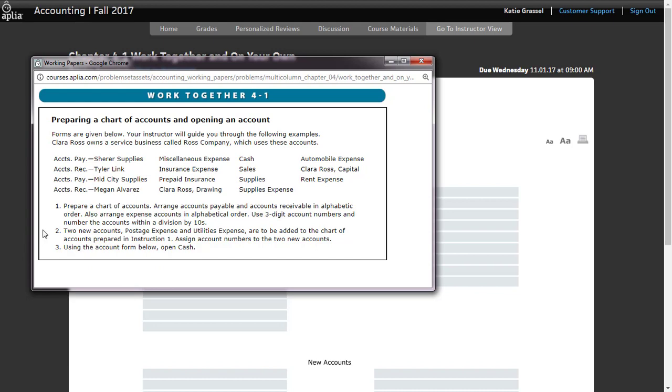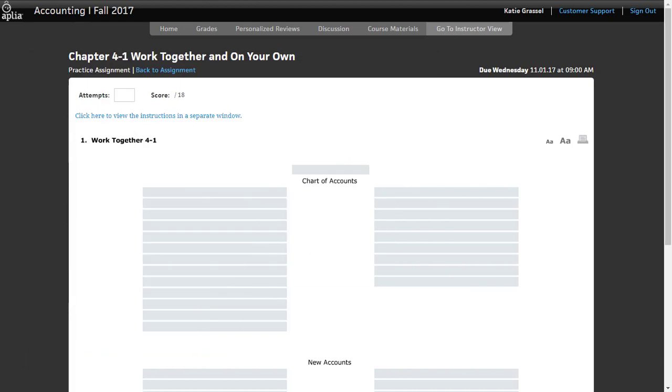So the first instruction says, prepare a chart of accounts, arrange accounts payable and accounts receivable in alphabetical order. Also arrange expense accounts in alphabetical order. Use a 3-digit account number within the divisions by 10. I'll explain what that means. Okay, so let's do instruction number 1.